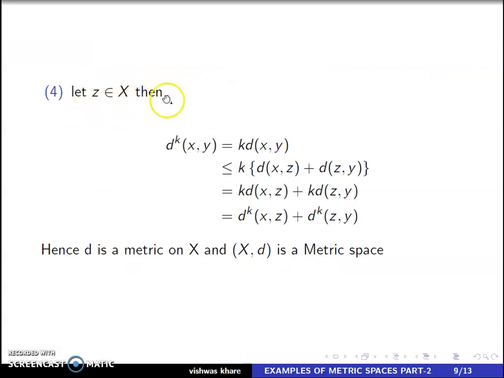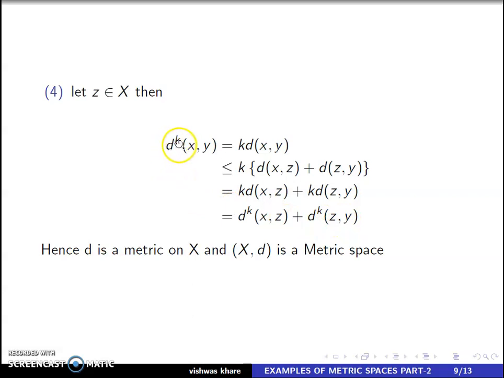Now fourth, let z belong to X. Then d^k(x,y) is equal to k times d(x,y), which is less than or equal to k times [d(x,z) + d(z,y)] using the triangle inequality of d. What is d? d is a metric on X. This is the same as k times d(x,z) plus k times d(z,y), but by definition this becomes d^k(x,z) plus d^k(z,y).